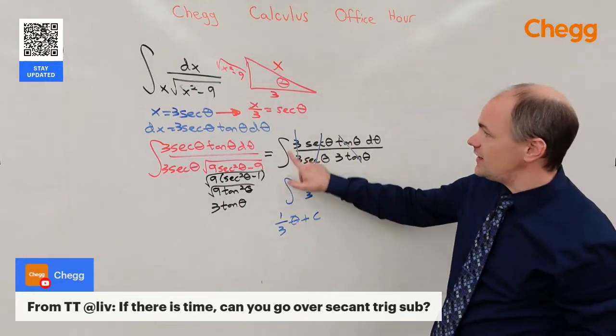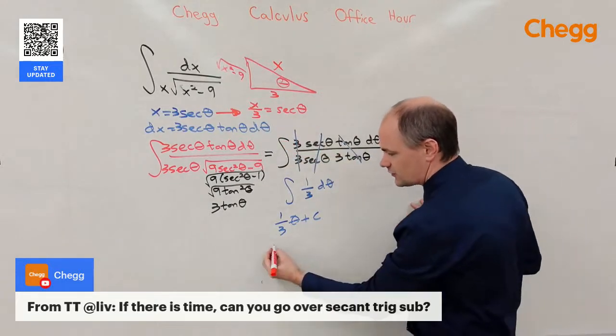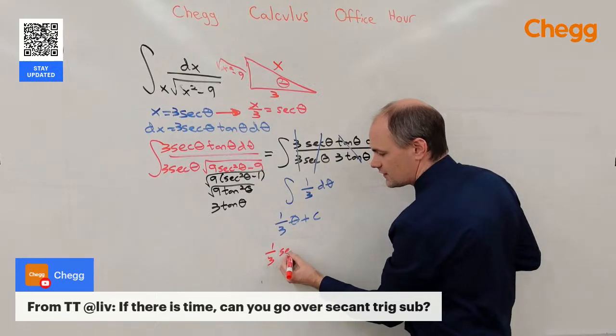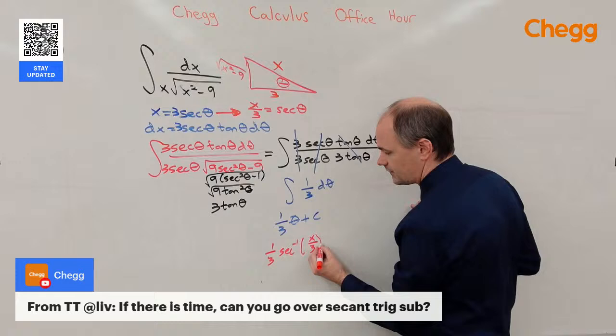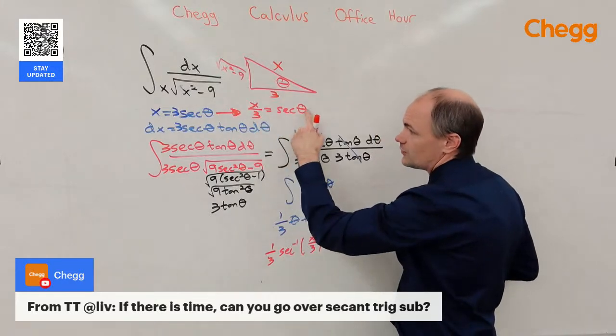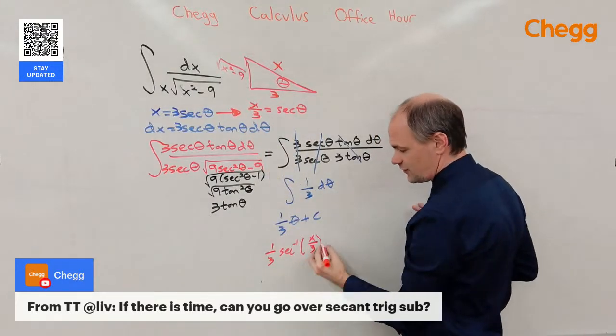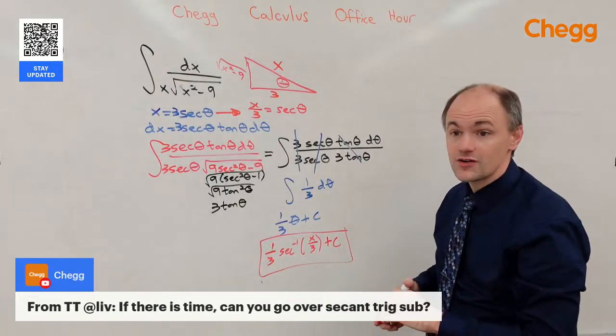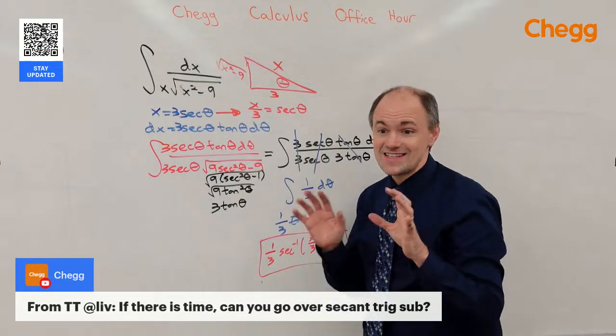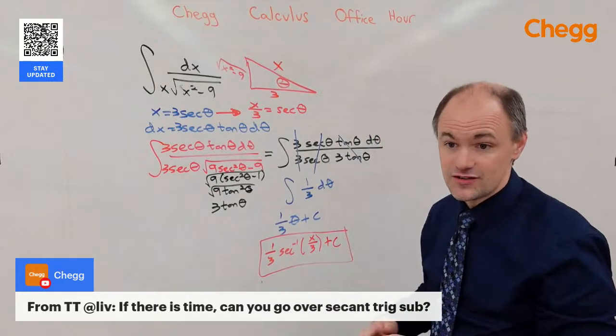But since we just have theta, we can call this secant inverse. Taking the secant inverse of both sides, theta is the secant inverse of x over 3. So we've got 1/3 secant inverse of x over 3 plus a constant. That's going to be our solution using that secant trig substitution. So that was a good one.